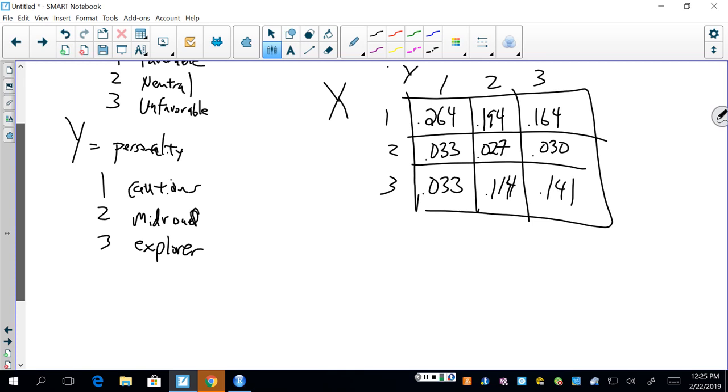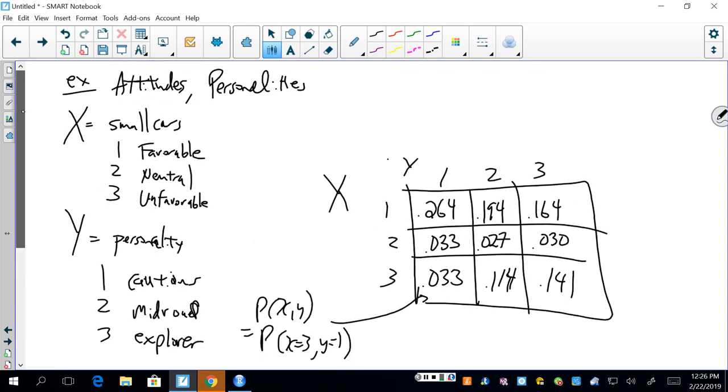All those probabilities are called the joint probabilities. So this is one of these probabilities. This is the one where x is 3 and y is 1. That would translate into 3.3% of the people in this study or this population being unfavorable towards small cars and kind of a cautious person. So it would represent the values for both of the variables simultaneously. These are the joint probabilities of two things at once.